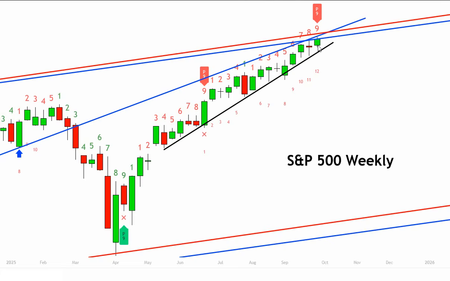You got a 9-9 signal. A 9-9 is a reversal pattern. A 9 gave us the bottom here. Bar 8 was the low of the bar. Here you had a 9. We got a trend extension. Now you got a 9-9 on the S&P weekly chart.